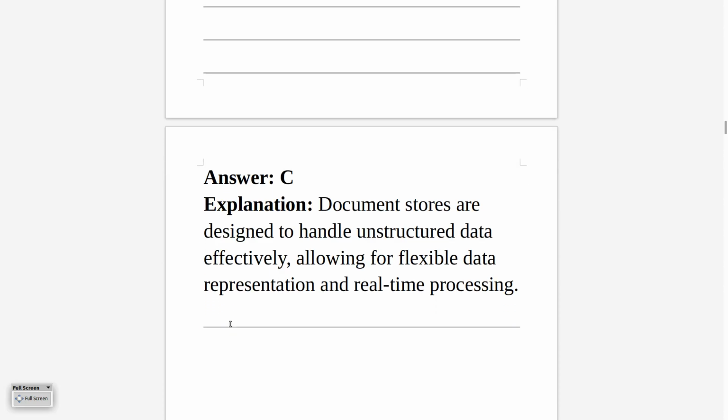Oh, and I'm wrong. Document stores are designed to handle unstructured data effectively, allowing for flexible data representation and real-time processing. I don't know if that's true. Document store. In fact, I don't know exactly what they mean by a document store. I thought they meant semi-structured data, kind of NoSQL database. But this must be something else that I'm just not familiar with, and apparently it's for unstructured data. So note to self: I need to have a look at that.